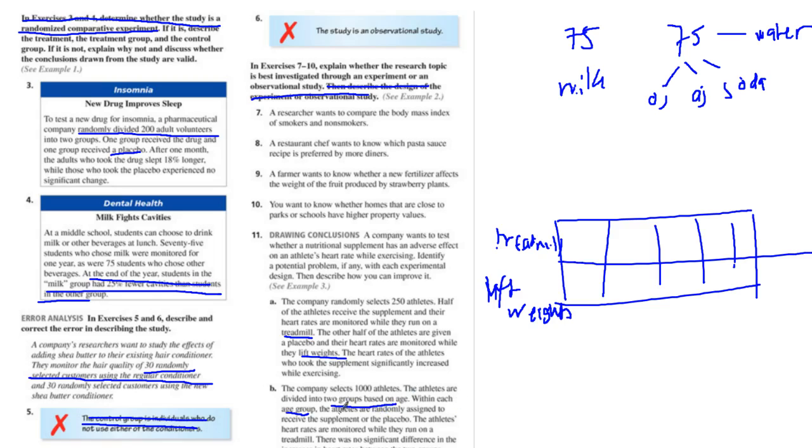The athletes are randomly assigned to receive the supplement or the placebo, and then they are monitored while they run on the treadmill. And then once you read this final sentence, you can finally conclude that this is a flaw, and the reason is one of the groups is younger, so obviously they're going to be more active, and another group is older. Obviously, they're going to be less active.